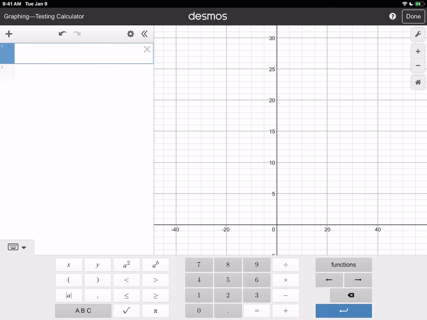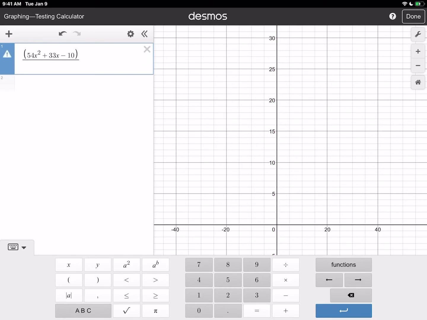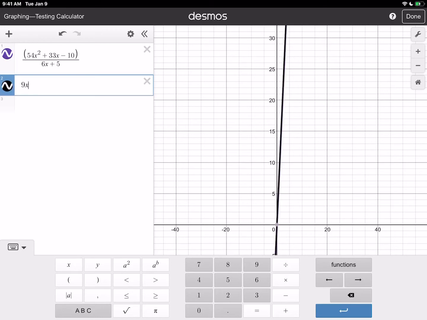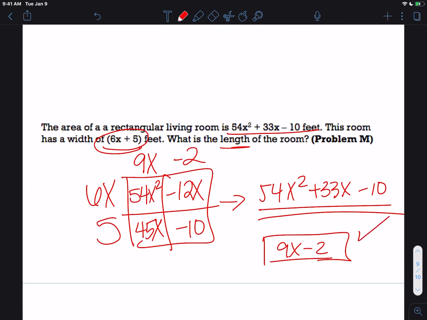So I'm going to go ahead and write my original equation up here. 54x squared plus 33x minus 10, all divided by 6x plus 5. And over here, I'll write the answer that I got. I'm going to turn off the black graph, verify that it overlays exactly with the purple one, and it does. So my answer is correct.